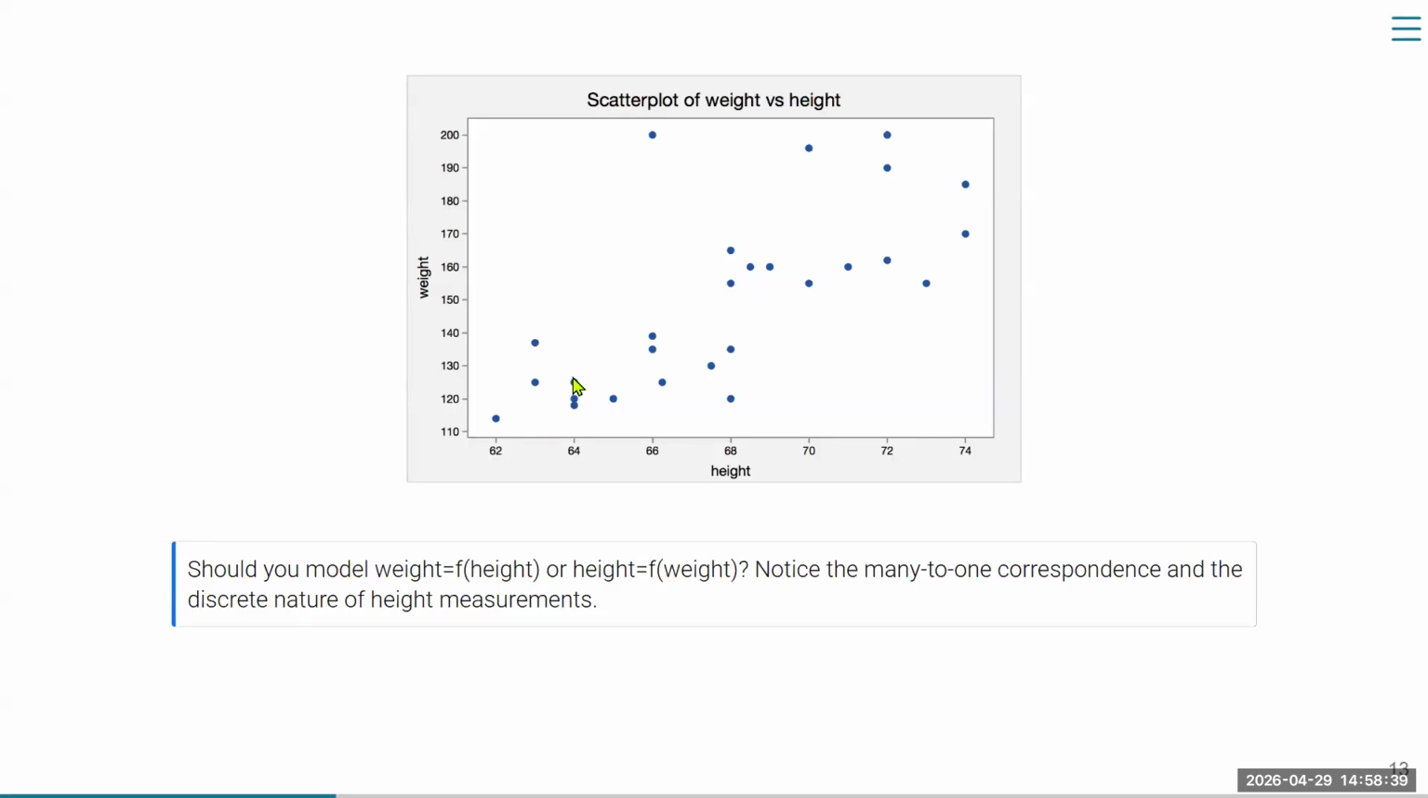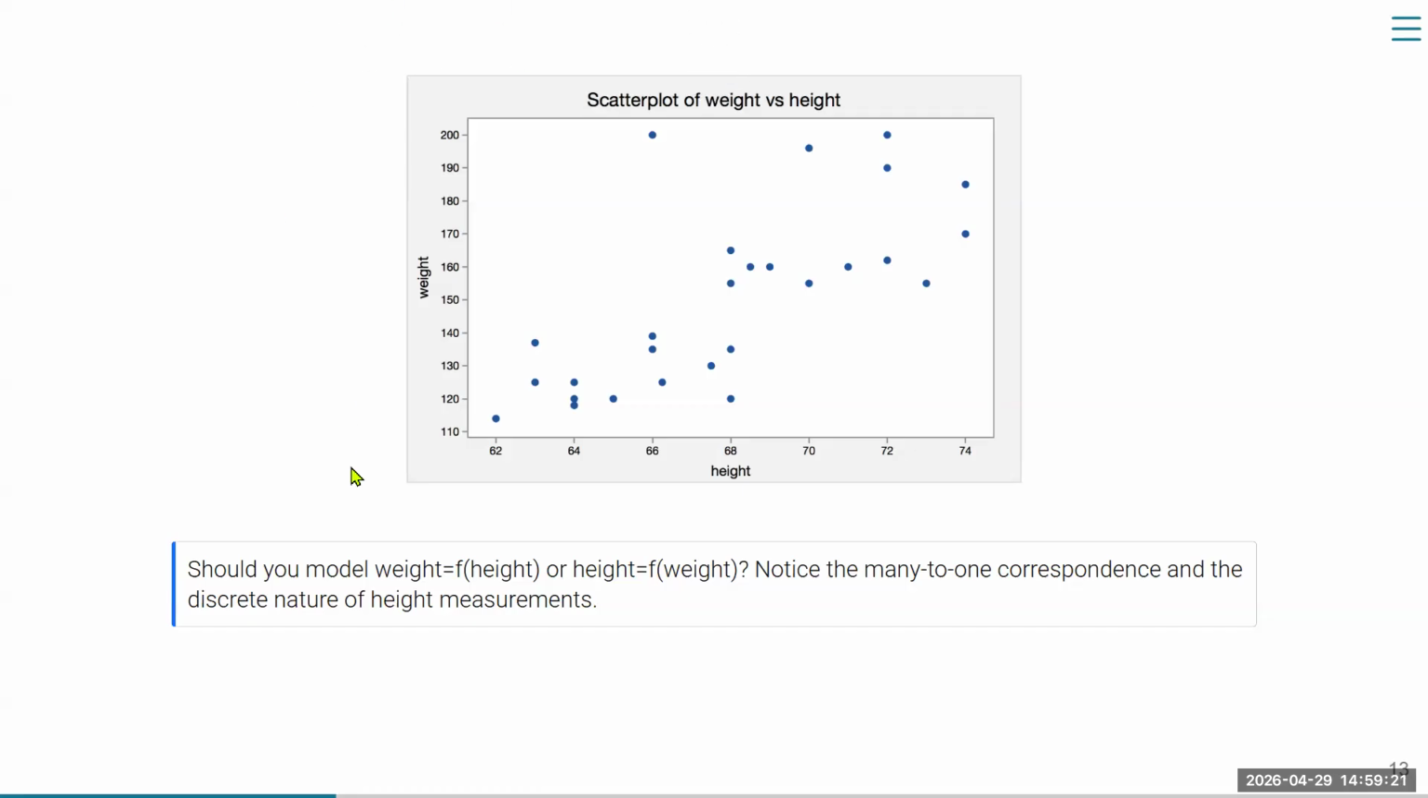So I would flip it around. The fact that you more often get multiple weights within a height makes it harder to get a unique weight for any given height. So if your goal is a really precise prediction, you might want to model height as a function of weight. And recall what we talked about in week 1: if your goal is prediction, you do not necessarily need causal analysis. Correlations can be very, very predictive.